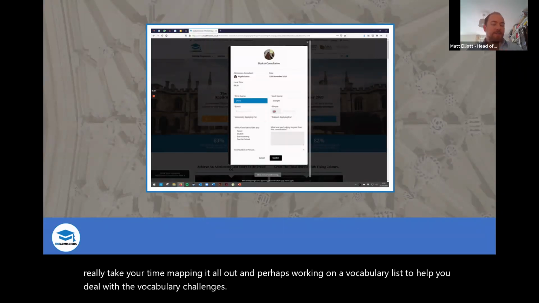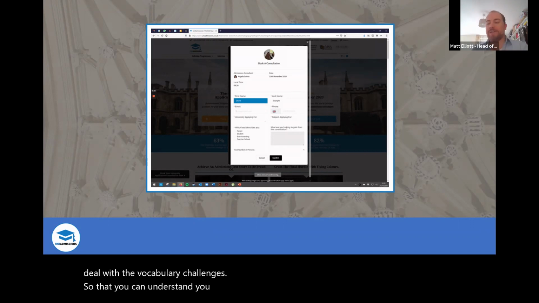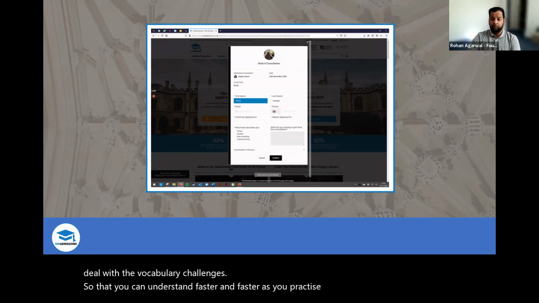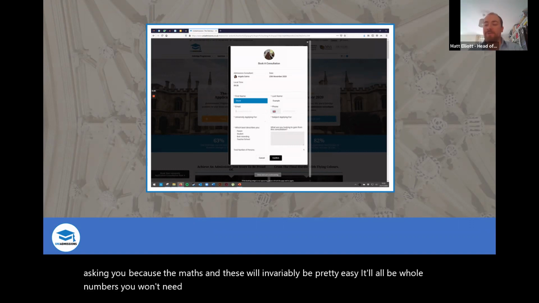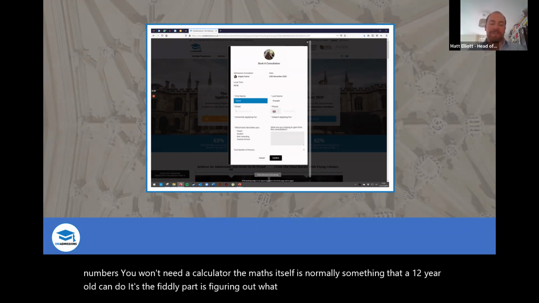So that you can understand, faster and faster as you practice, what the questions are actually asking you, because the maths in these will invariably be pretty easy. It'll all be whole numbers. You won't need a calculator. The maths itself is normally something that a 12-year-old can do. The fiddly part is figuring out what the question actually is.